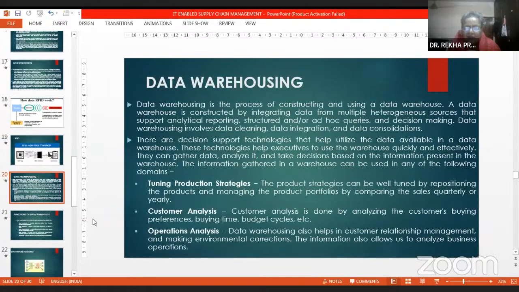So first of all you have the EDI, electronic data interchange. You have barcoding. You have RFID, which is radio frequency identification. Then you have data warehousing. All these are used for making the supply chain management, the whole process, more transparent and managing the whole affair in the optimum way. Now, what is data warehousing?